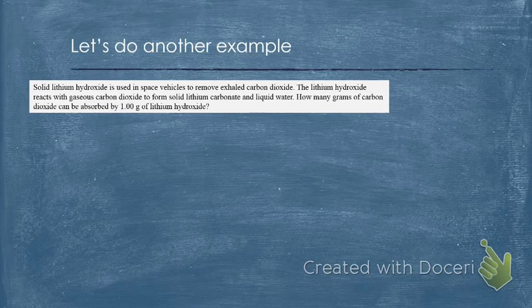First off, we need to make a balanced chemical equation, which I'm going to go ahead and give you that answer. The balanced chemical equation is as follows. It's 2 lithium hydroxides plus 1 carbon dioxide reacts to form lithium carbonate plus 1 water.